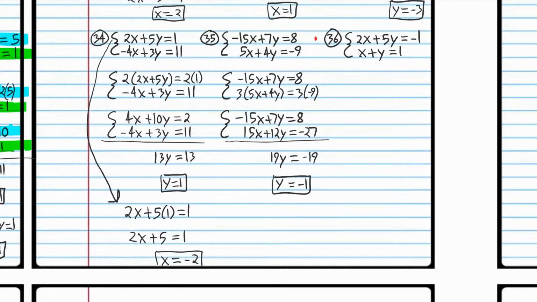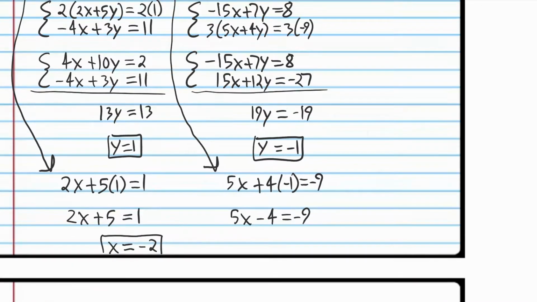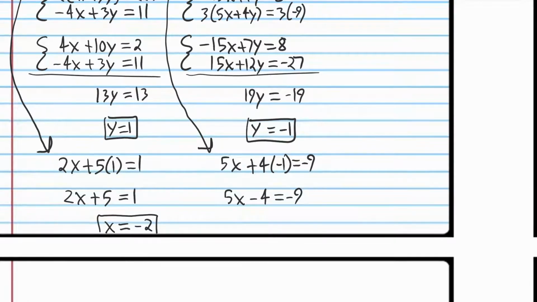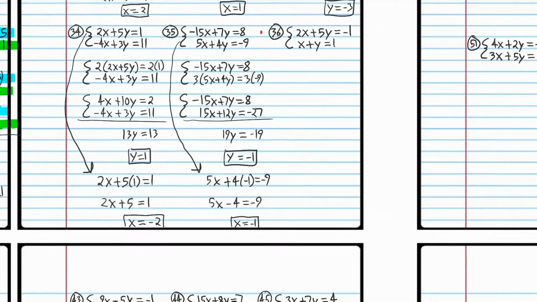And now I'm going to plug negative 1 back into the bottom equation I think I'll use to do this. So we get 5x plus 4 times negative 1 equals negative 9. Add 4 to both sides, divide both sides by 5, and you get negative 1. So if you got negative 1 and negative 1, good job.